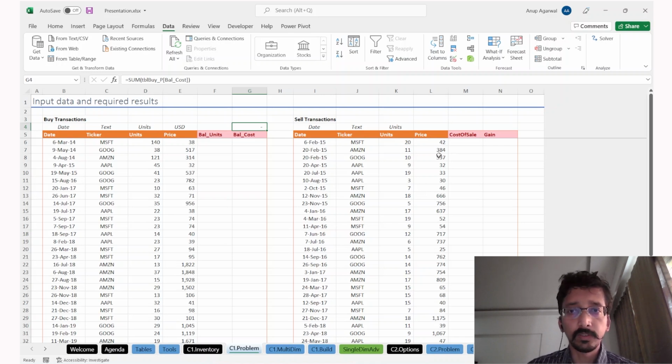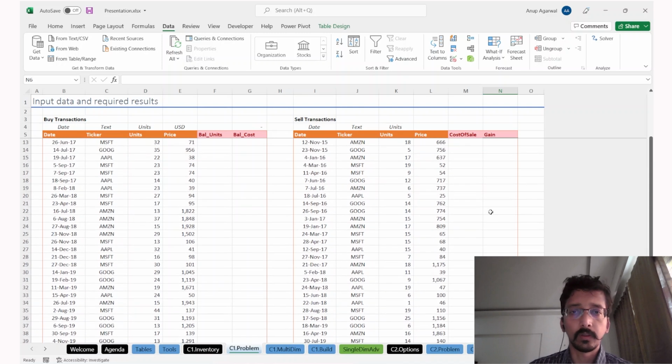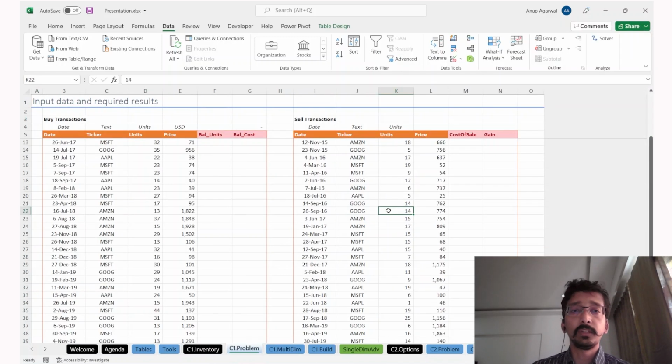And then similarly on these transactions, let's say this 20 units that you sold on 6th of February 2015, what was the cost at which you purchased it, the total dollar amount, and then the gain or loss that you made on this particular sale. And similarly for each of these, we want to measure the gain or loss on sale. Okay, so first let us build a regular multi-dimension solution to this problem. And then, I'll talk a little bit about what I really meant by multi-dimension and single dimension solution.